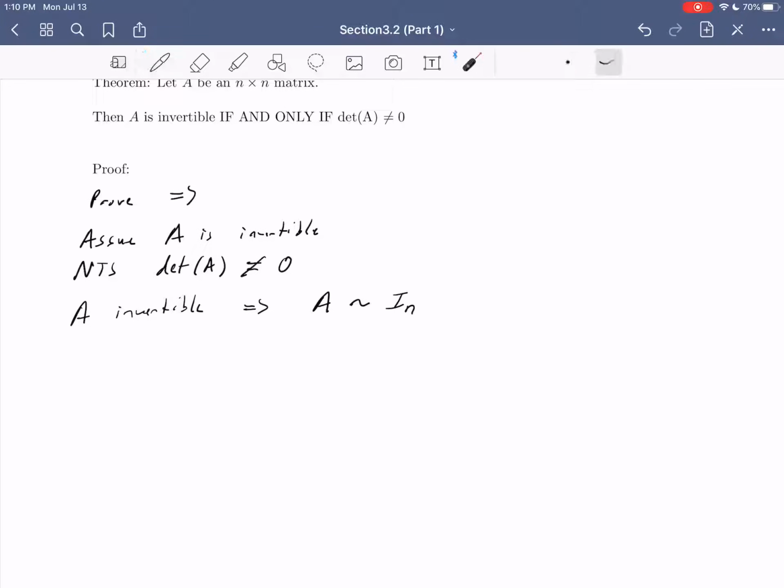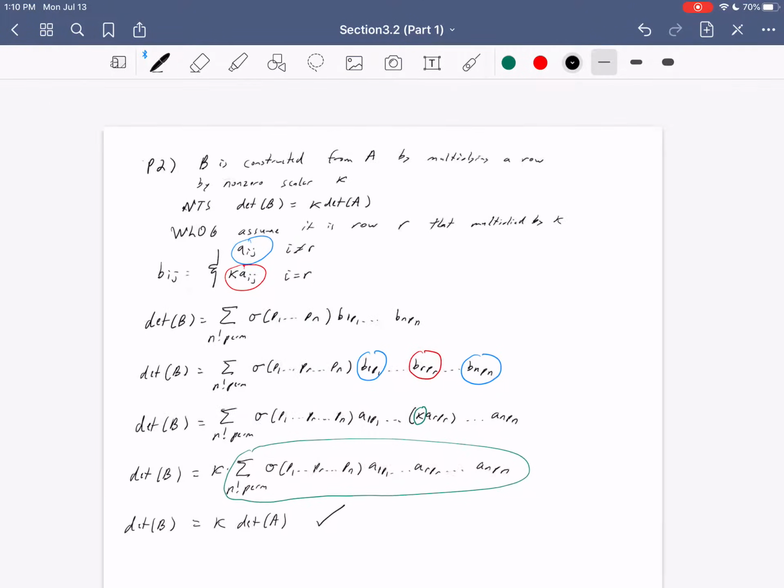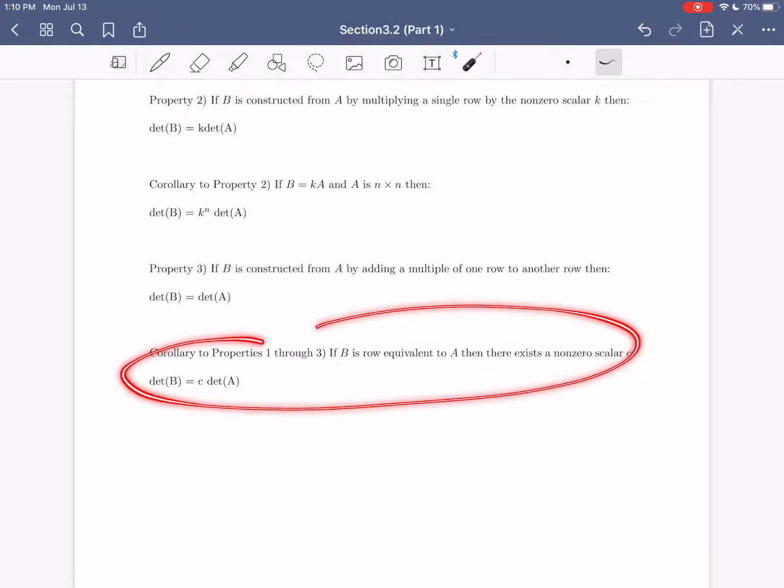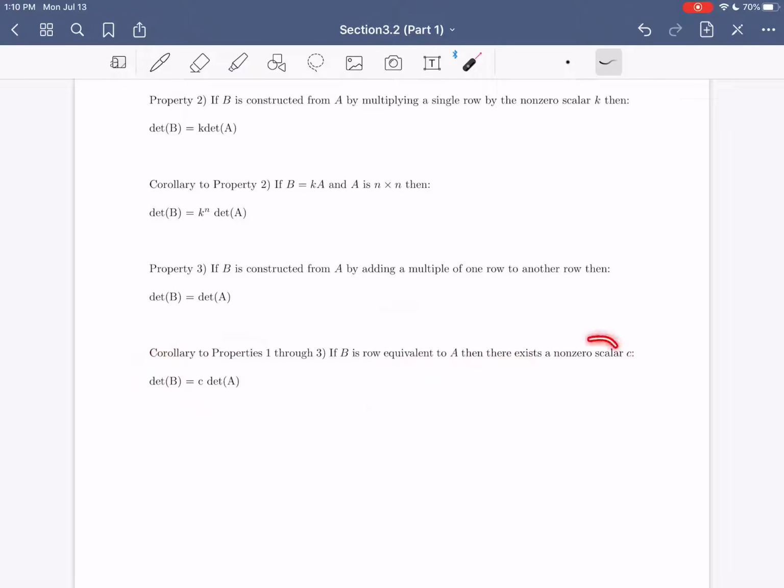Okay, so there's a series of elementary row operations that takes us from matrix A to the identity. Well, that tells us, if we go all the way back to what we started with, we gave this corollary here that said if B is row equivalent to A, then there's some non-zero scalar C such that the determinant of B is equal to C times the determinant of A.